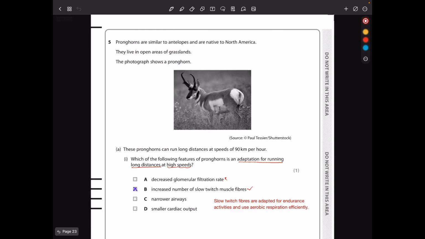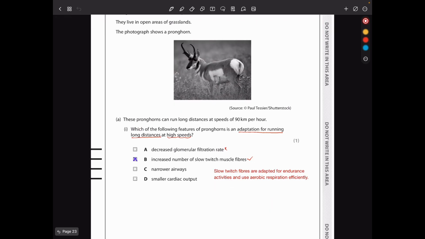In question 5, pronghorns are similar to antelopes and are native to North America. They live in open areas of grasslands. The photograph shows a pronghorn. They say these pronghorns can run long distances at speeds of 90 kilometers per hour. Which of the following features of pronghorns is an adaptation for running long distances at high speeds?